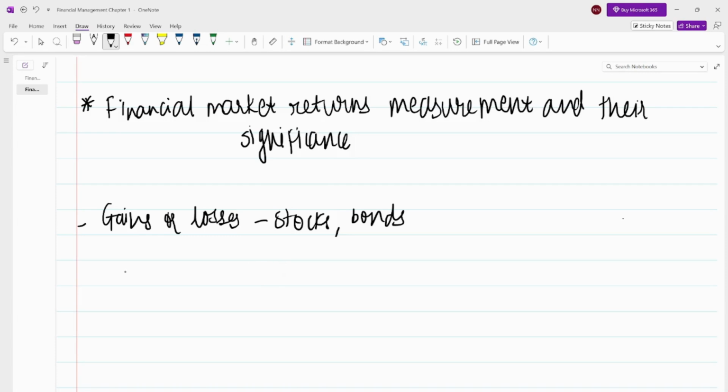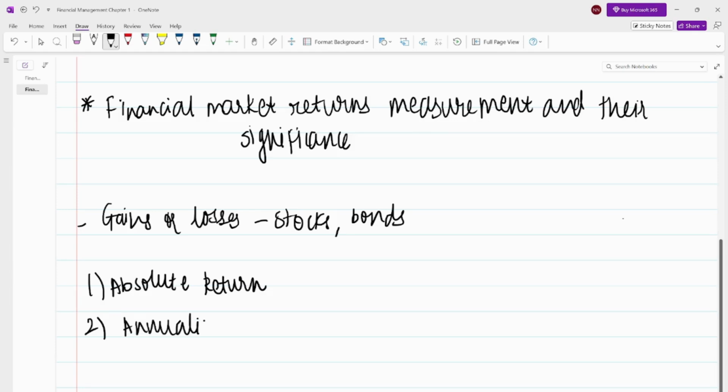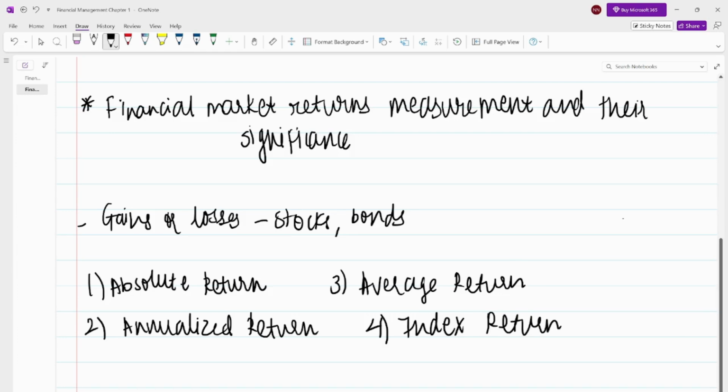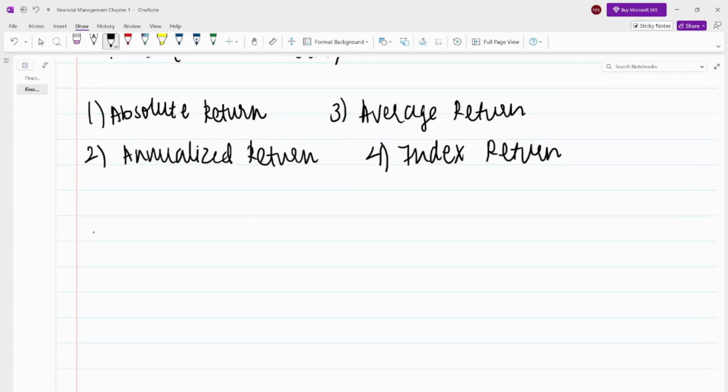So how can we measure the financial market returns? Basically there are four methods. The first one is absolute return. Second is annualized return. Third is average return. And the last one is index return. So we are going to go deeper into each of the returns. So first one, absolute return.